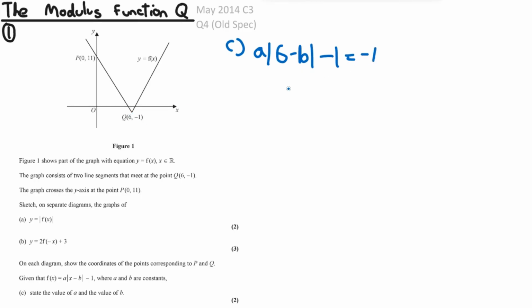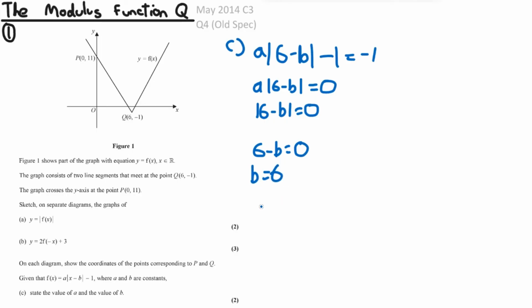Move the minus 1 onto the other side to get a of the modulus of 6 minus b is equal to 0, and then divide both sides by a to get the modulus of 6 minus b is equal to 0. Now we talked about when this expression is positive and when this is negative with solving modulus equations. When it's actually equal to 0, it doesn't matter, it's going to equal the same thing regardless, so we'll just make it positive. 6 minus b is equal to 0, and therefore b is equal to 6.